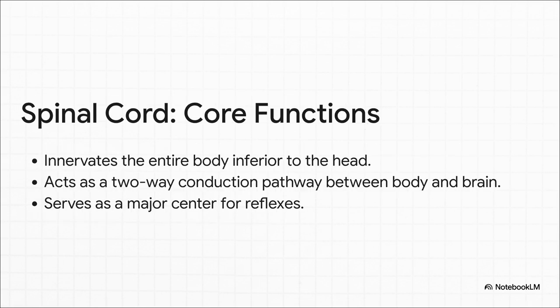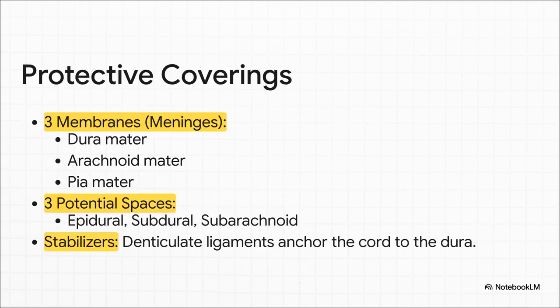So what does it actually do? Well, it has three core functions. First, it provides the nerve supply. That's both for feeling and for movement to the entire body below the head. Second, it's a two-way information superhighway. It carries all the sensory signals up to the brain and all the motor commands down from the brain. And third, it's a major hub for our reflexes, allowing those lightning-fast reactions that happen before your brain is even aware of them.